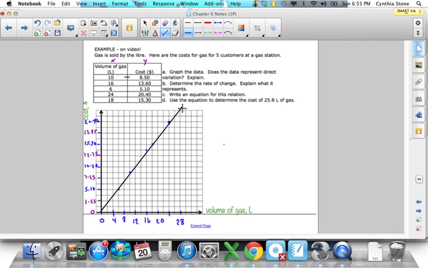So draw my line, and you can see my points aren't perfect. As you can see, that one's not quite on, and you just do the best that you can. And I wouldn't expect yours to be perfect either.